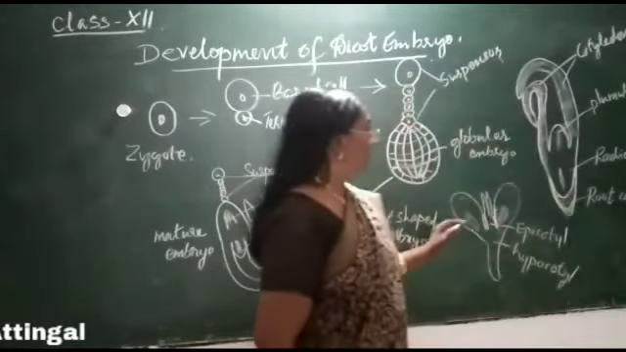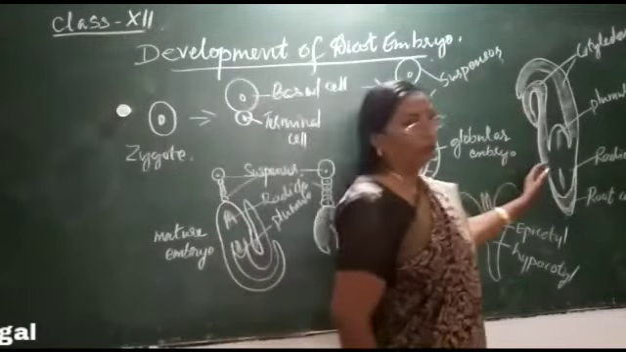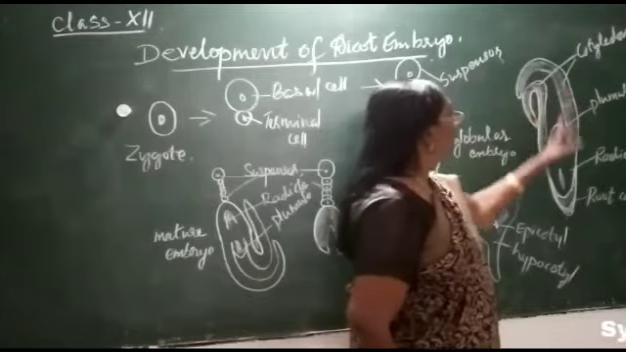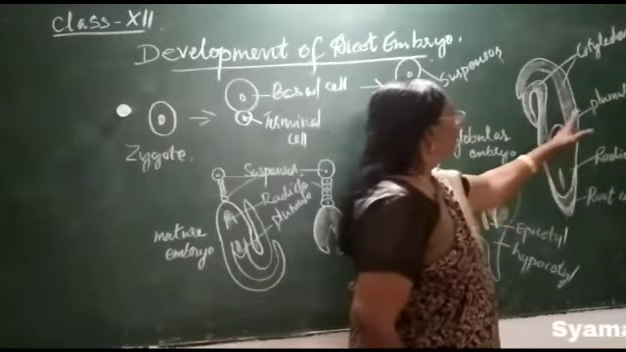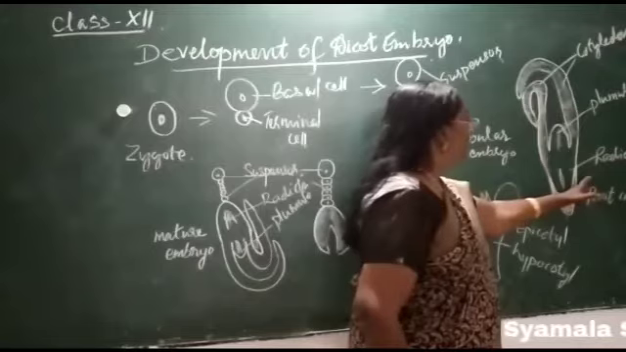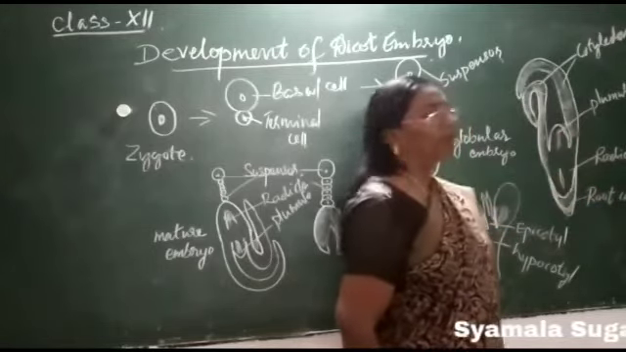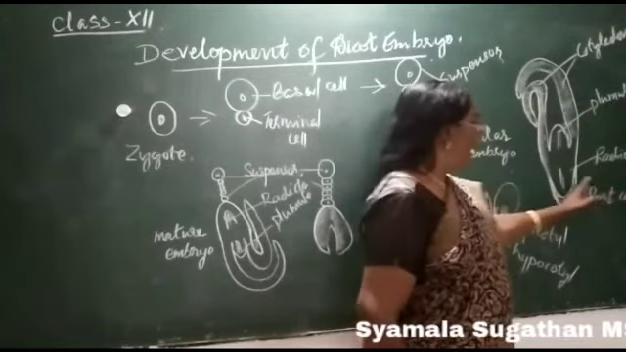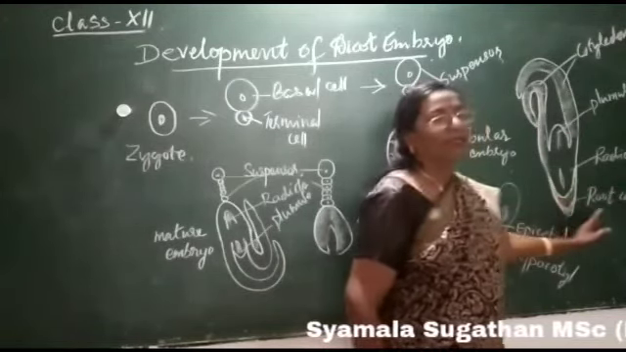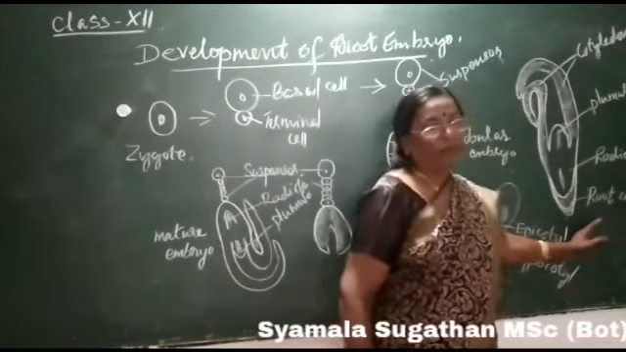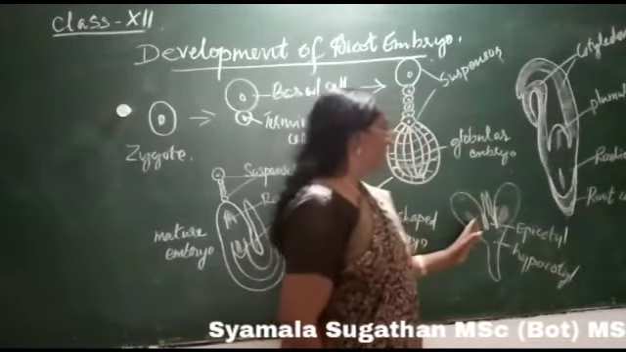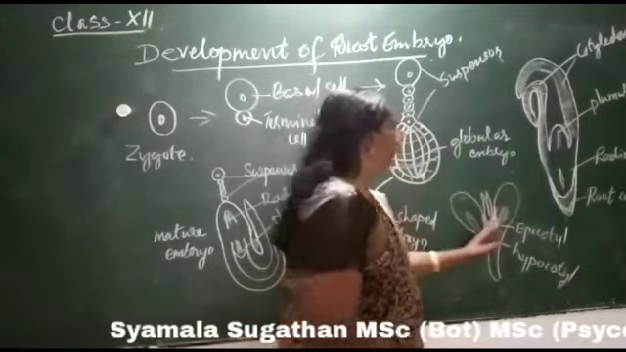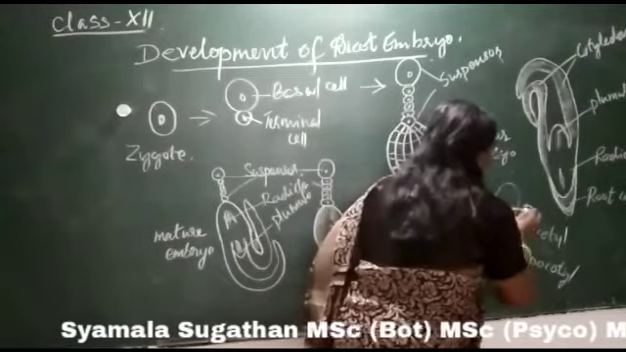When the embryo is fully mature, it is provided with two cotyledons and the embryonal axis with the plumule and radicle. The plumule later develops into the shoot system and the radicle develops into the root system. The radicle is protected by a root cap also. This embryo can also be drawn like this. Here are the two cotyledons. This is the plumule.